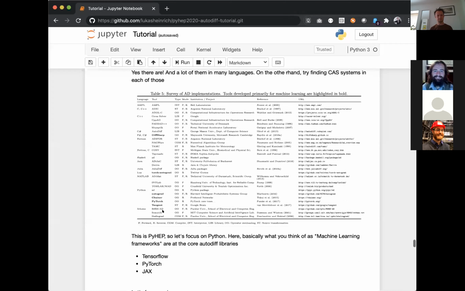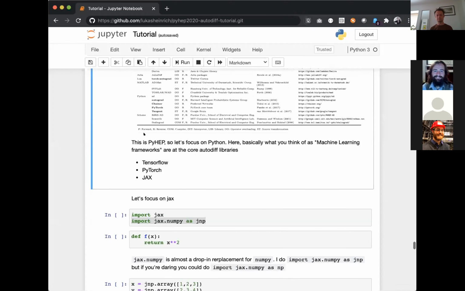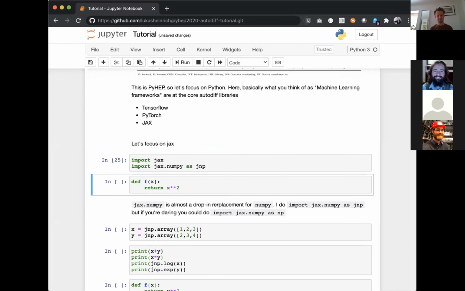Since this is PyHEP, I did want to focus on Python. In Python, you might know all of these machine learning libraries, and at the core, they are basically automatic differentiation libraries. They are able to run more or less run-of-the-mill Python programs and give you derivatives for them. Just to show this, you can have a function which is x squared. We import JAX, and you have your x squared function, which is standard Python code.